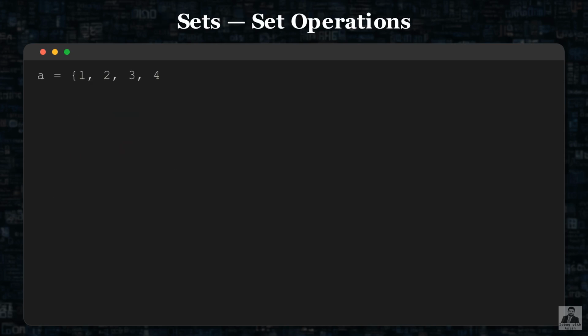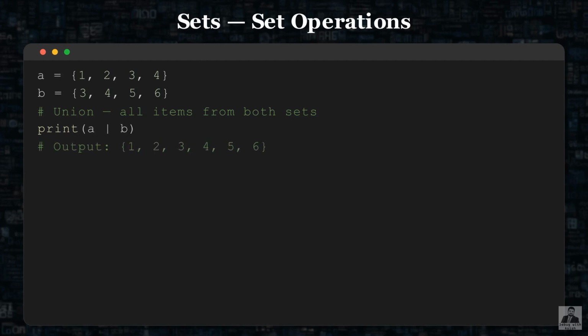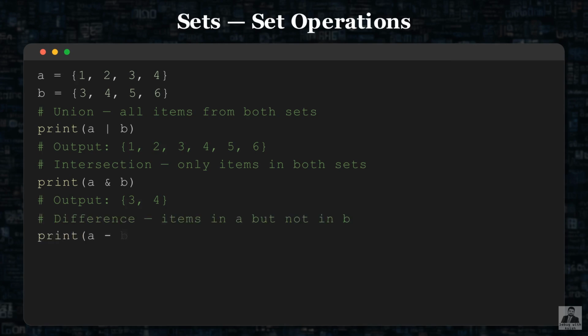Sets support mathematical operations directly. The pipe symbol gives you the union, which combines all items from both sets with no duplicates. The ampersand gives you the intersection, which returns only the items that appear in both sets. The minus sign gives you the difference, which returns items that are in the first set but not the second. These operations are commonly used in data processing when comparing collections.